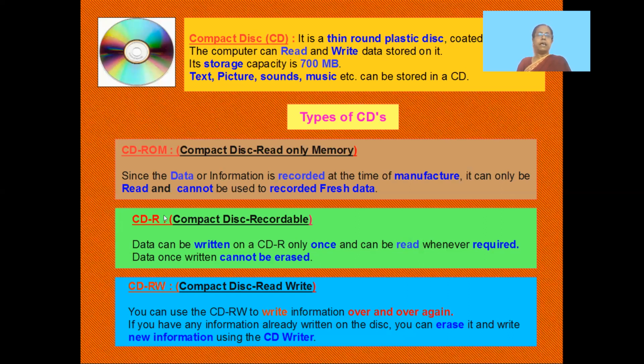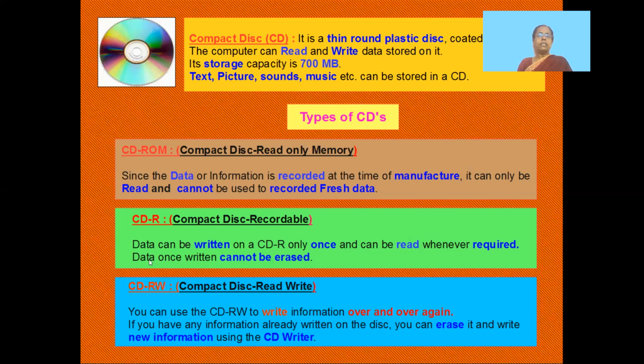The next one is CD-R, compact disc recordable. Here you can write anything on the CD. But once you have recorded, you cannot erase it, neither can you rewrite on the CD. You can only record. So let's read it. Data can be written on this CD-R only once, and you can read it whenever you require. You can open the CD and see it 100 times if you want.